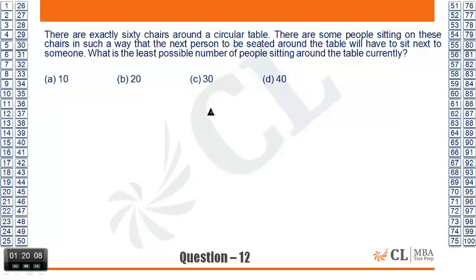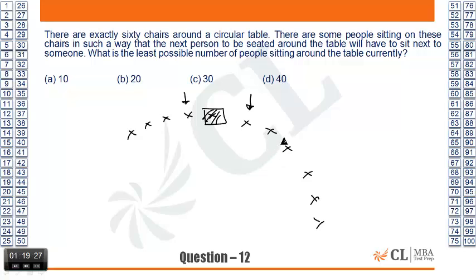There are exactly 60 chairs around a circular table. This is permutation combination. This I like, modern maths I like. There are some people sitting on these chairs in such a way that the next person to be seated around the table will have to sit next to someone. So there are chairs like this. Let's take one person sitting here. So whenever one person is sitting, 2 seats are taken care of.